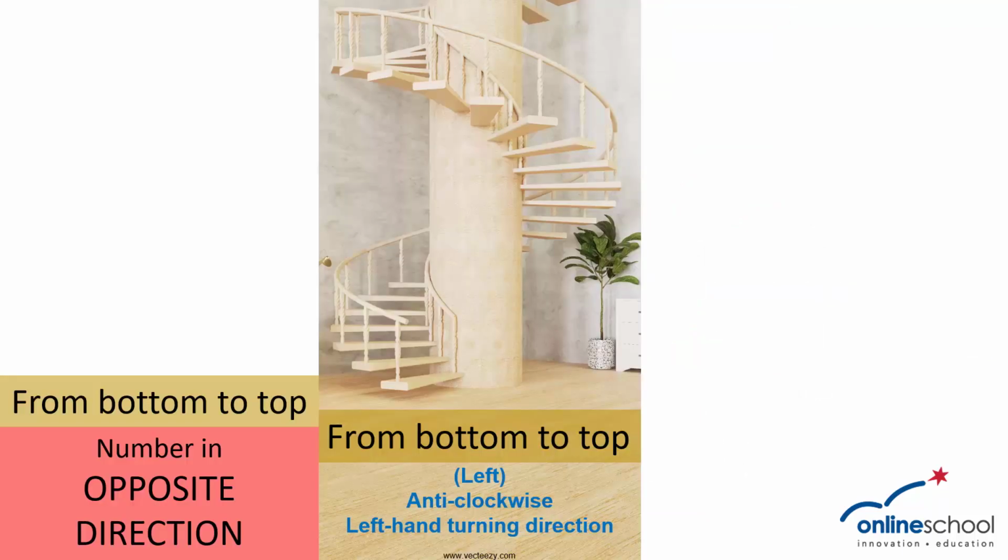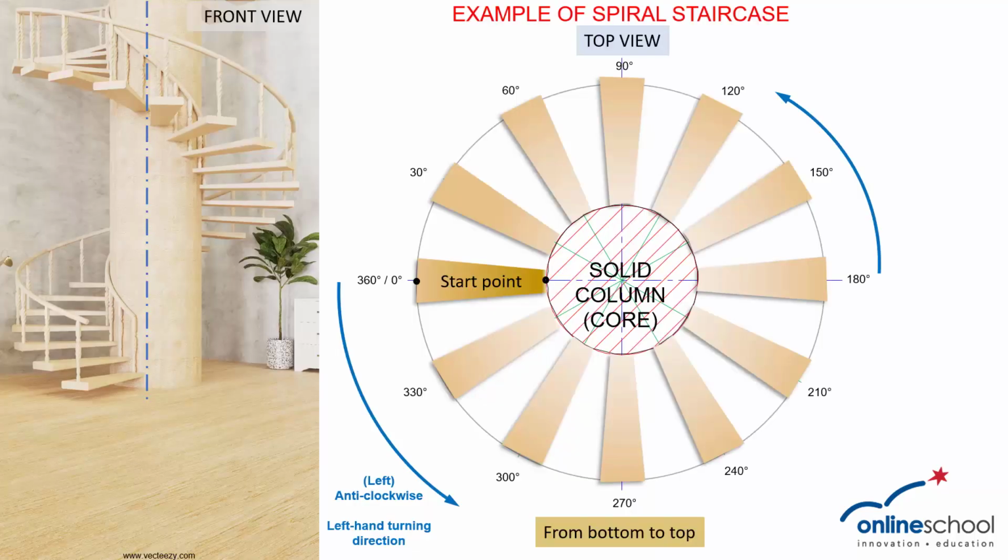Let's take a look now from the bottom to the top if we have a left-handed turn or an anti-clockwise direction. And here again, because it's from the bottom going to the top, we're going to number in the opposite direction. So here on our illustration, we see again on the top view the spiral staircase. We can clearly see the arrows indicating the anti-clockwise direction or a left-handed turn. All the other constructions and numbering is also done as we did with the previous examples. Just remember, we're going to label in the opposite direction because we're moving from the bottom to the top.